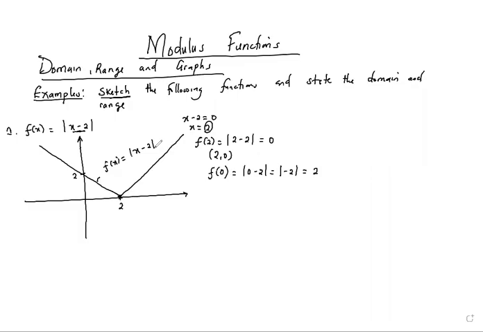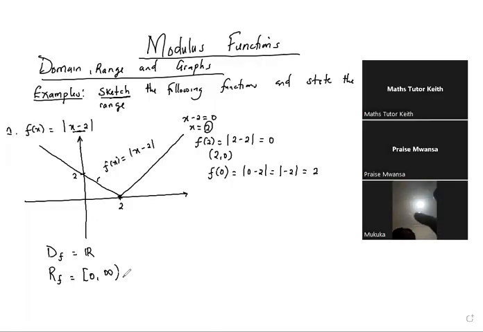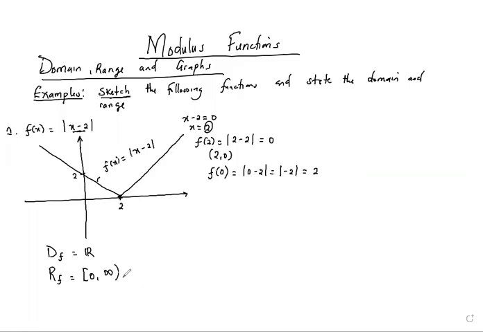Very easy to sketch. Now, what's the domain of f? It's going to be all real numbers because the function goes to the right and to the left of 2 and there are no restrictions. And the range of f, as you can see, is from 0 to infinity. The range means what y values can you obtain?